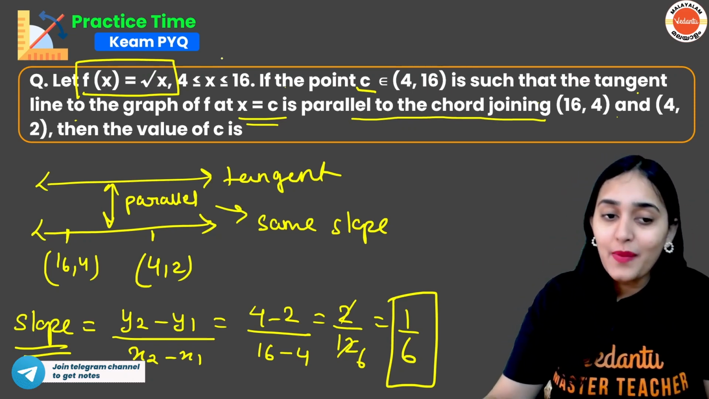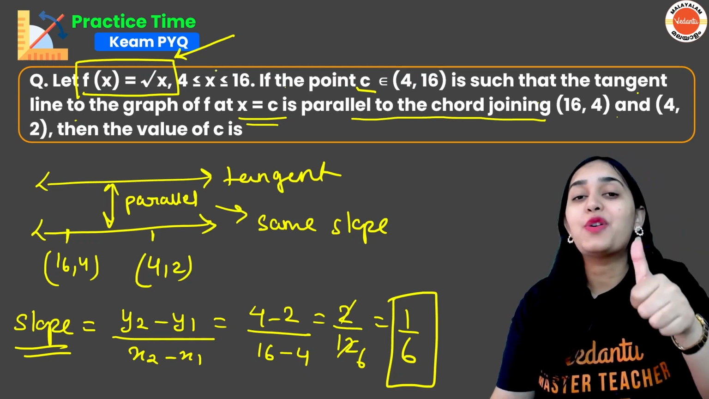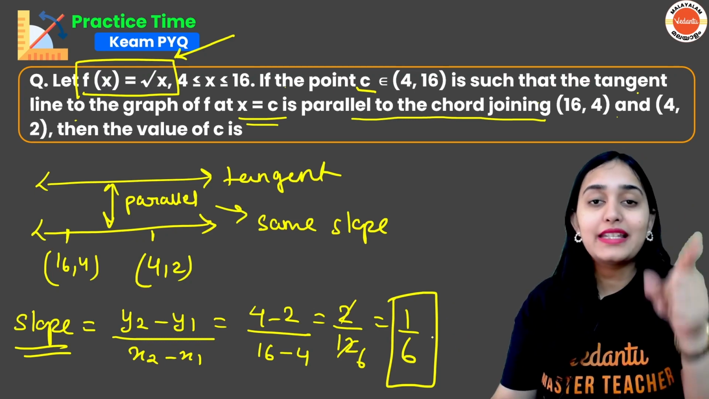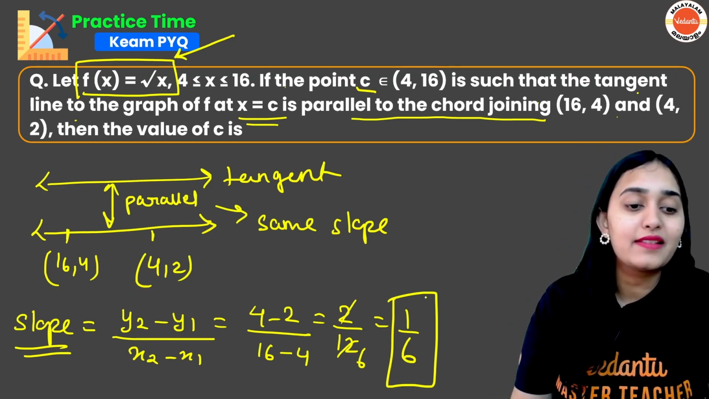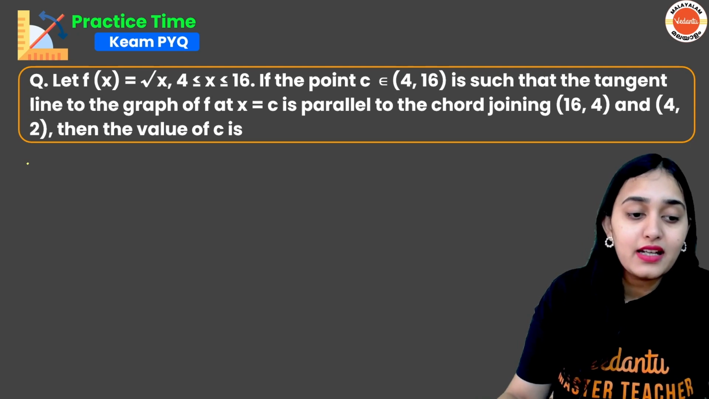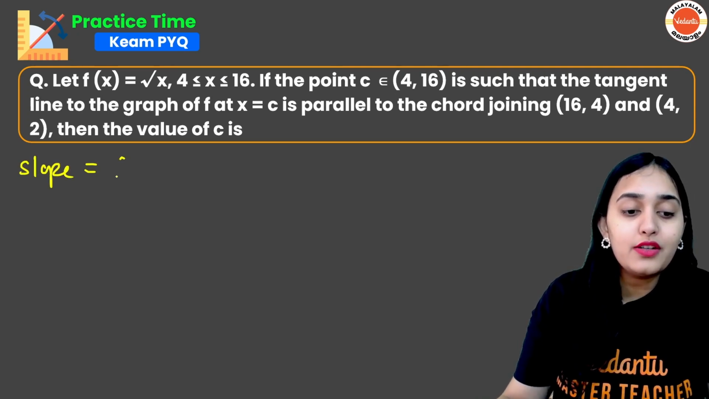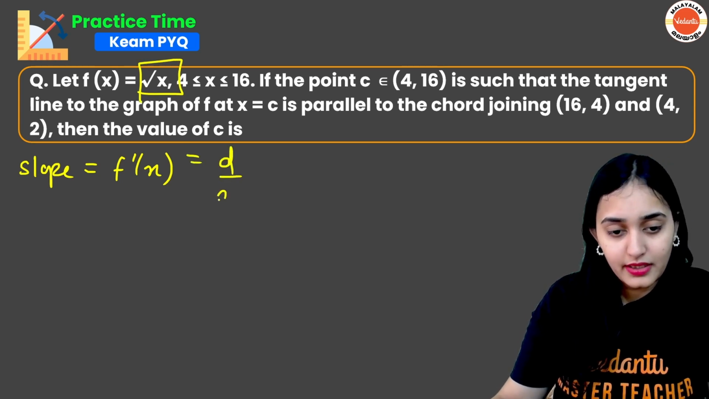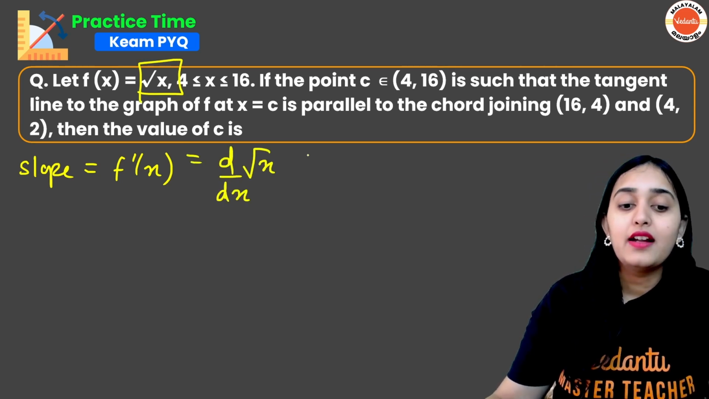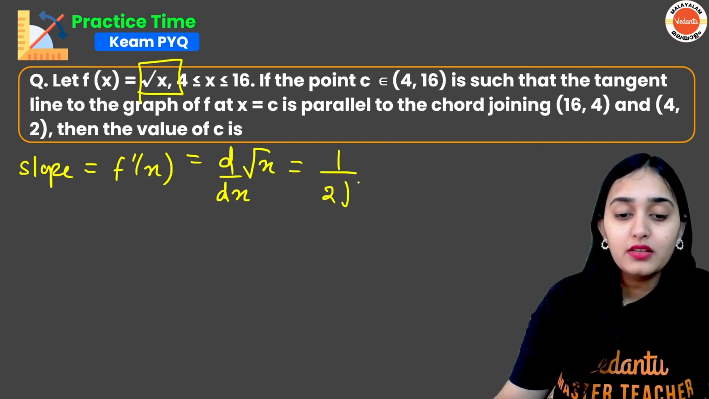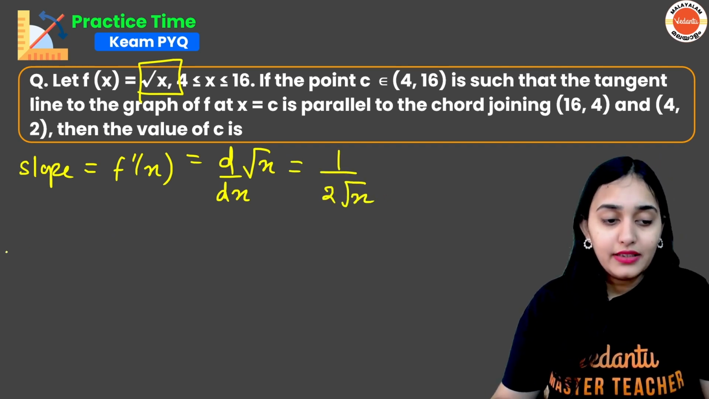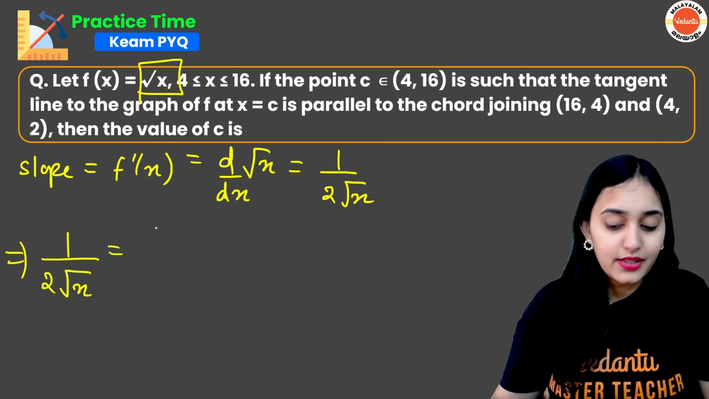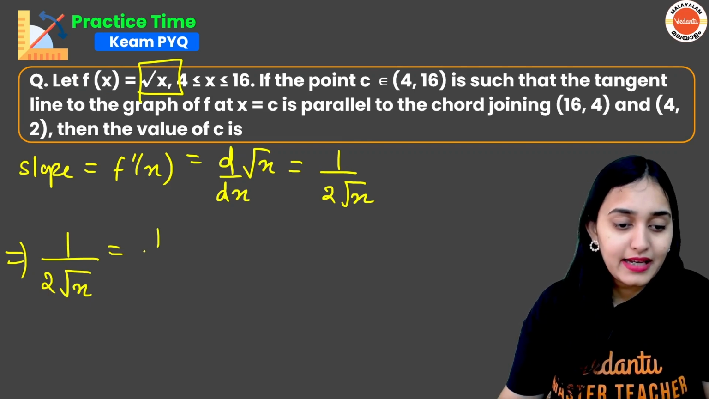But in the question, they are not asking the equation of the tangent. They are asking at what value of x the slope of the tangent is 1 by 6. So let's find out the slope of the tangent. Slope is equal to f dash of x. f dash of x is the derivative of root x. The derivative of root x is 1 upon 2 root x. Now this implies that 1 upon 2 root x is equal to 1 by 6.